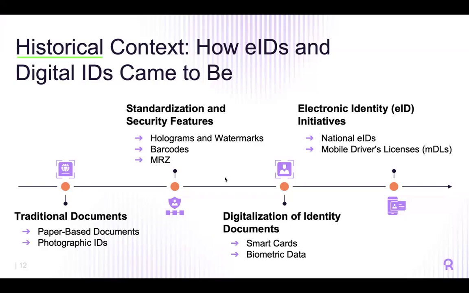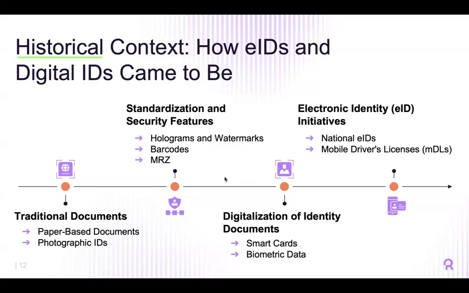In the mid-20th century, a layer of security was added. Photographic IDs appeared, making it harder to impersonate someone. The next step to consider is once the standardization and security features are in place, such as holograms and watermarks, to enhance the authenticity of identity documents. And, of course, barcodes, allowing for quick scanning and verification.